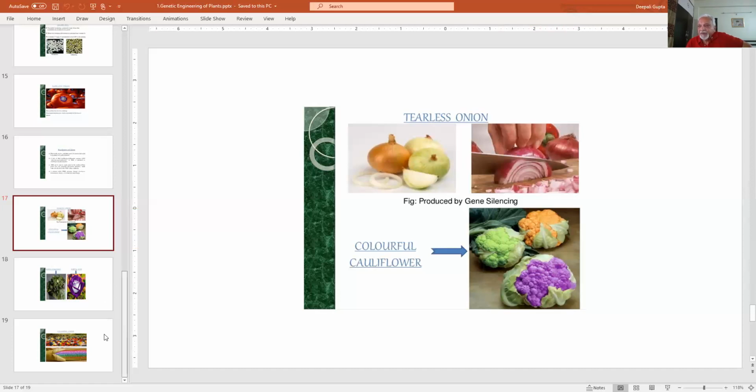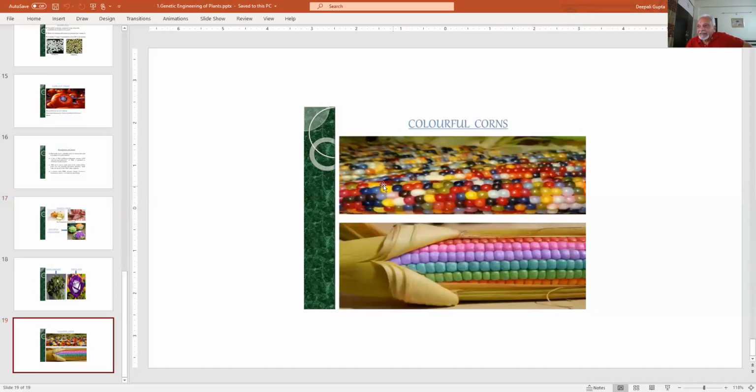And similarly, you have colorful corn. It is possible to make a corn colorful like this or like this. So again, the point here is whether one would like to eat or take in hand and eat these kinds of products.